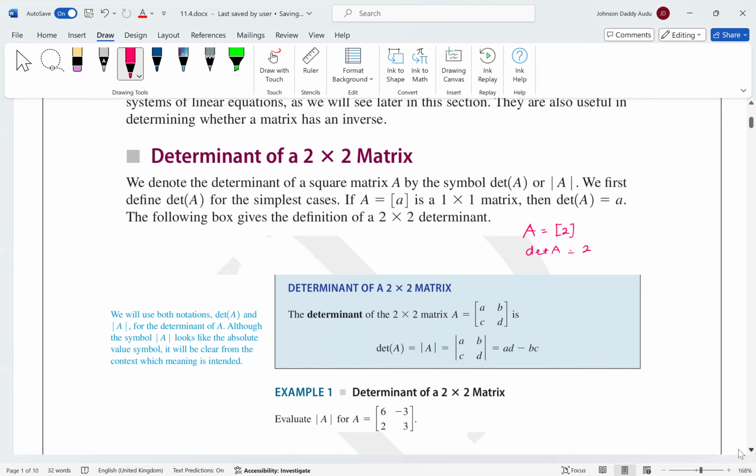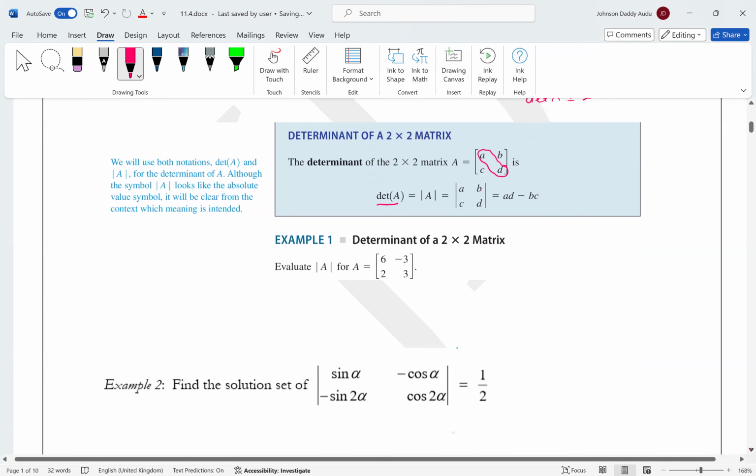It's just the product of the main diagonal minus the product of the minor diagonal. The determinant can be represented by an absolute value. So that is why we see either the word det of A, or the absolute value of A, which also means determinant.